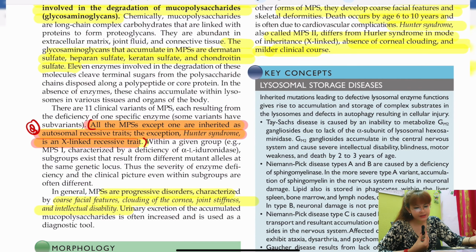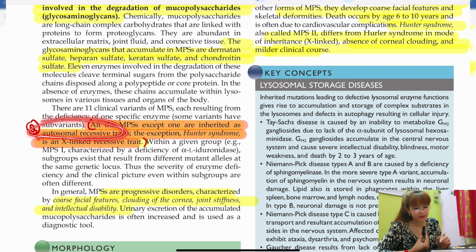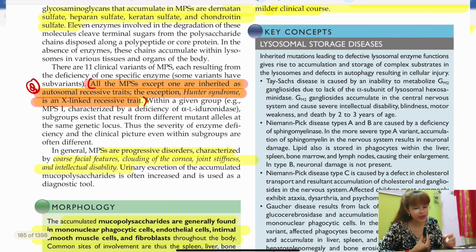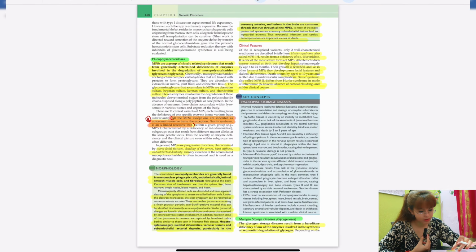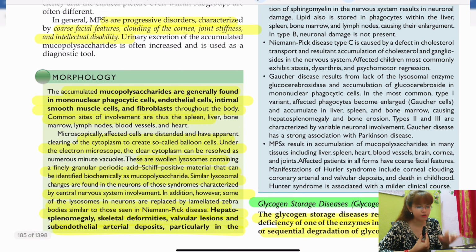Now, mucopolysaccharidoses, same thing. Here you must remember that all the MPS are inherited as autosomal recessive, except Hunter syndrome, which is inherited as X-linked recessive. Very, very important point for MCQ, okay? And these are the features. You will read the details in biochemistry. These are the points I'm highlighting here, which will come for your MCQ and are very important to remember.